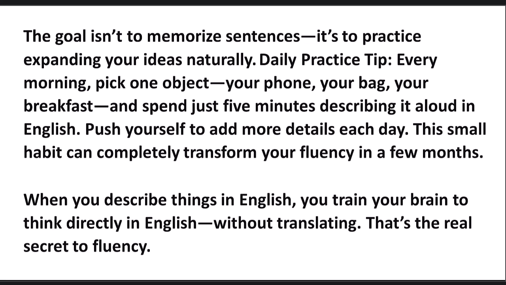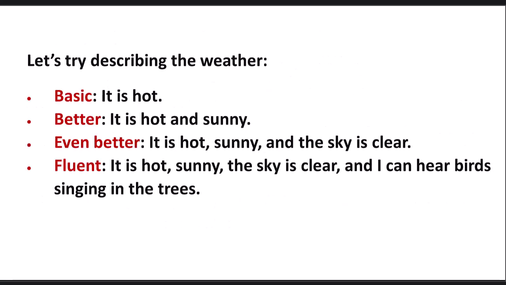This small habit can completely transform your fluency in a few months. When you describe things in English, you train your brain to think directly in English, without translating. That's the real secret to fluency. Let's try describing the weather. Basic: it is hot. Better: it is hot and sunny. Even better: it is hot, sunny, and the sky is clear. Fluent: it is hot, sunny, the sky is clear, and I can hear birds singing in the trees.